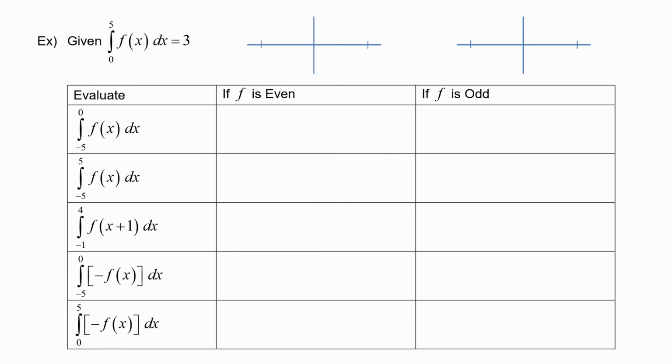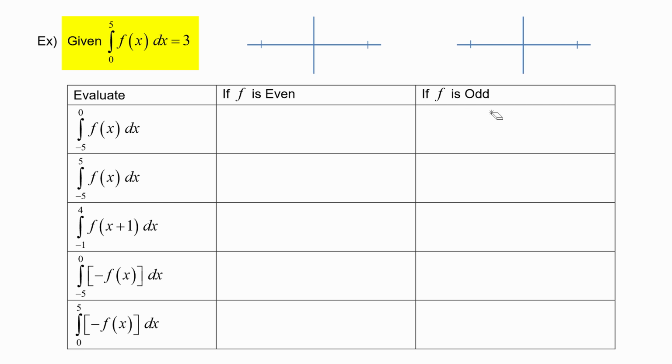In this example, we're given that the integral from 0 to 5 of f of x dx is equal to 3. And then we are being asked to evaluate a series of other integrals based on whether f is an even function or f is an odd function.